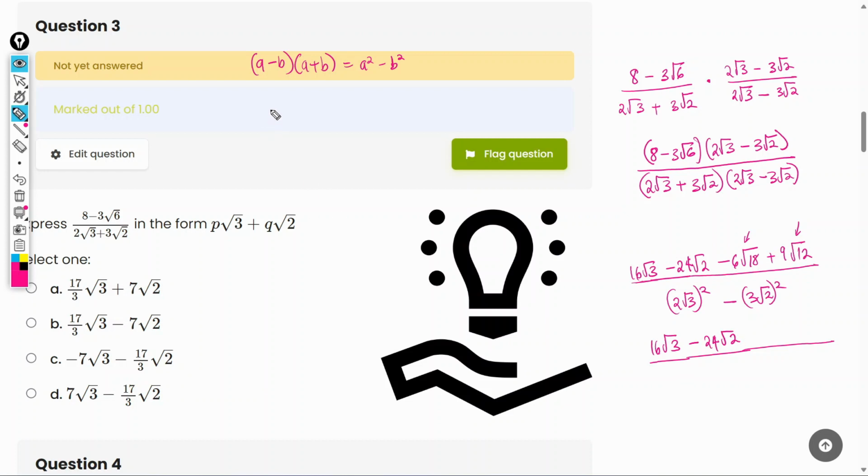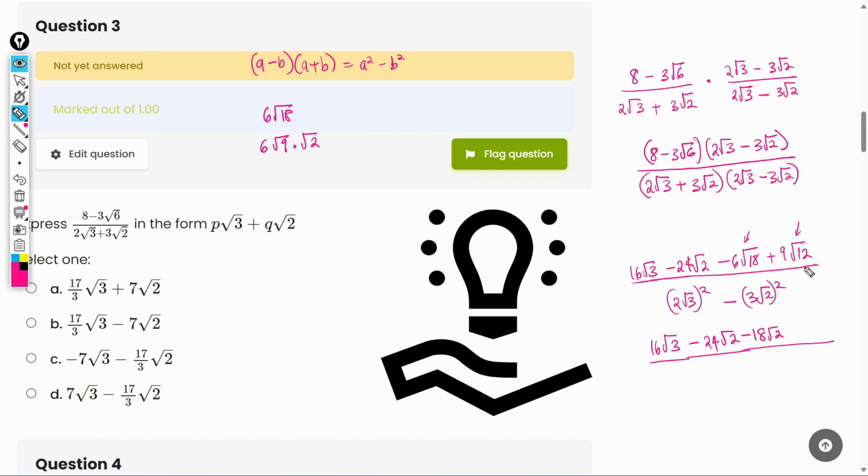So let's simplify 6 root 18. We can write this as 6 root 9 times root 2, because 9 times 2 is 18, right? Well, root 9 is 3. 3 times 6 is 18. So this is 18 root 2. So that's minus 18 root 2.